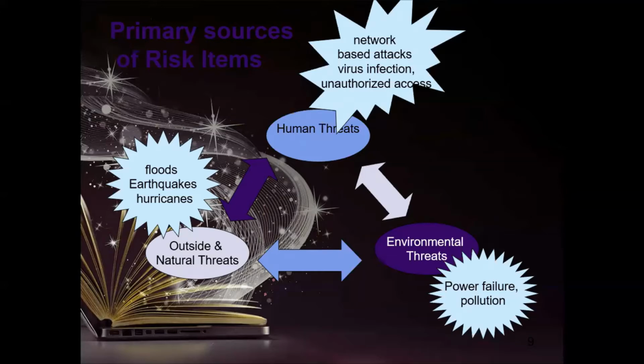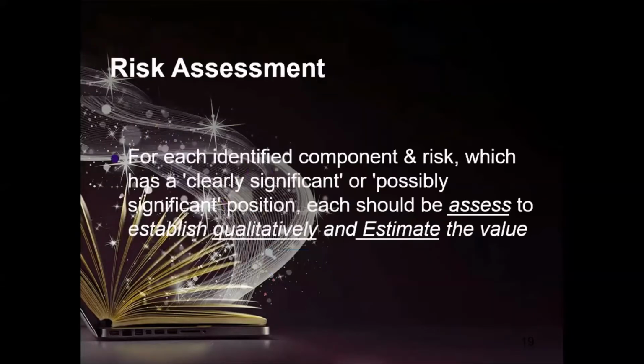The primary risk sources would be floods, earthquakes, and hurricanes. These are outside and natural threats that would be risk sources. Environmental threats would also be there, such as power failures and pollution. Network-based attacks, virus infections, and unauthorized access are human-related threats. These are certain examples of the primary sources of risk.